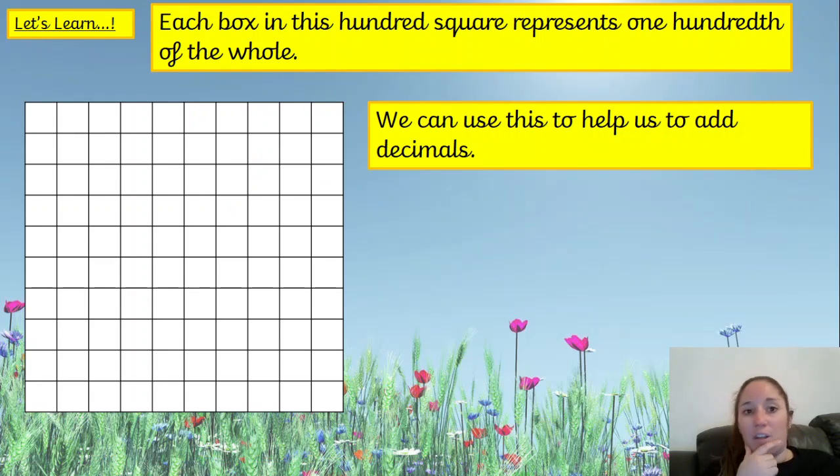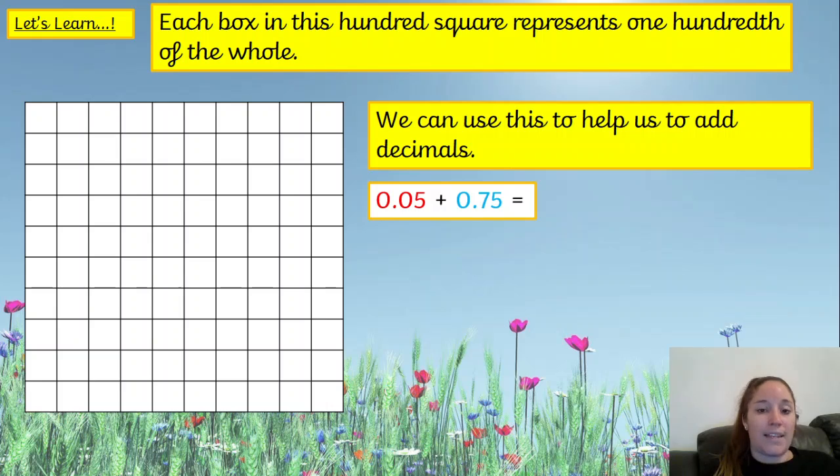So let's have a look here. So we can also add decimals using a 100 square. Okay, so this 100 square we know has 100 parts, 100 equal parts. Okay, so let's try and work out 0.05 plus 0.75.